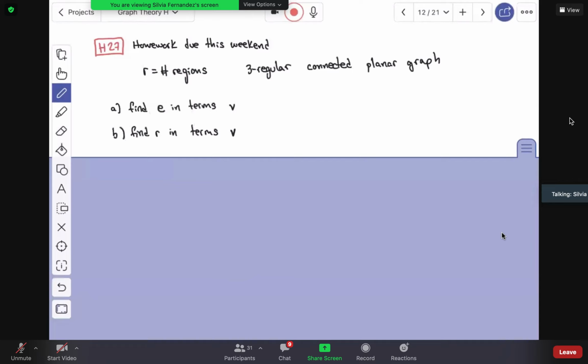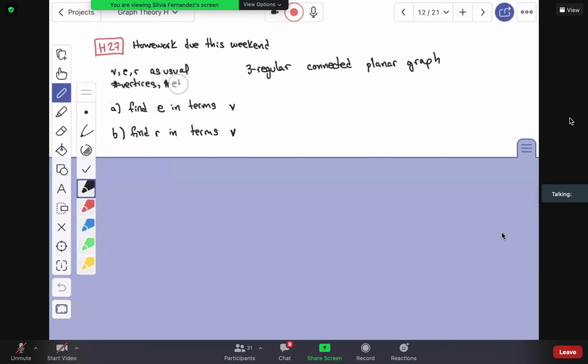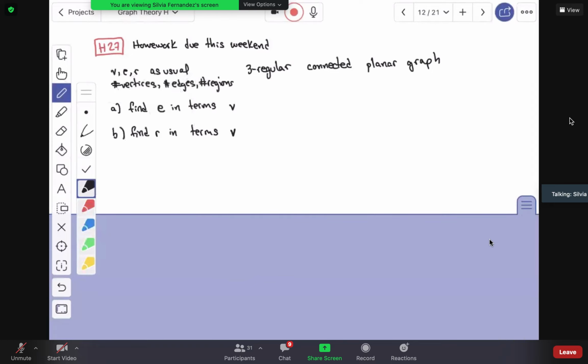So let's say they didn't tell you any number, right? So in fact, I could just say V, E, and R as usual. So vertices, edges, number of regions. Okay, so here, what can you use? What tools do you have available? You have the degree theorem, the regional degree theorem, and Euler's formula. And essentially, that's all the theorems that you have available.